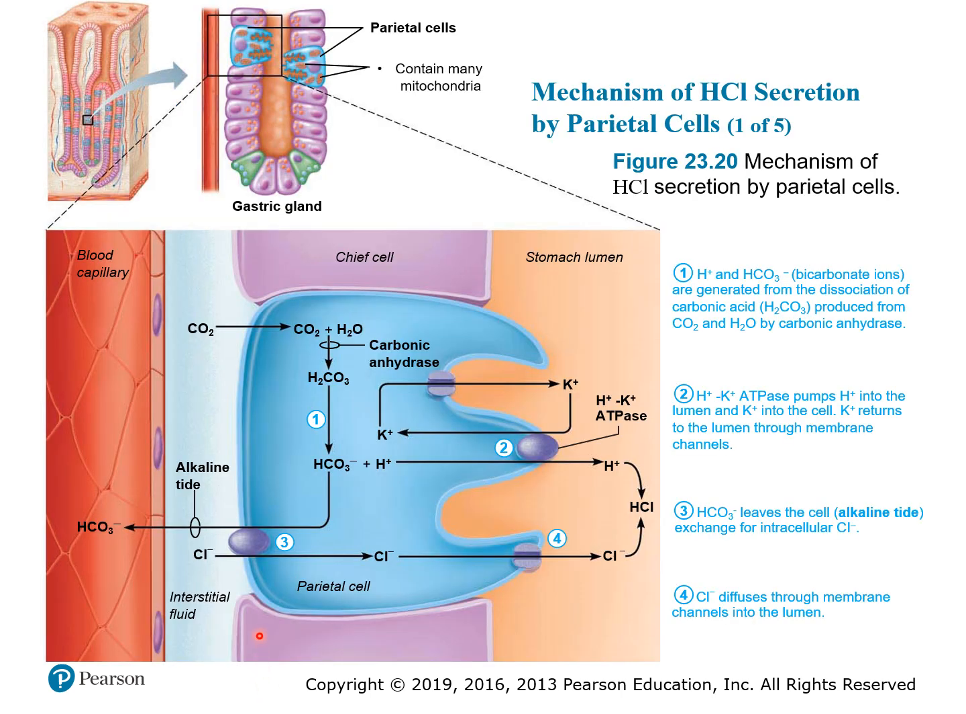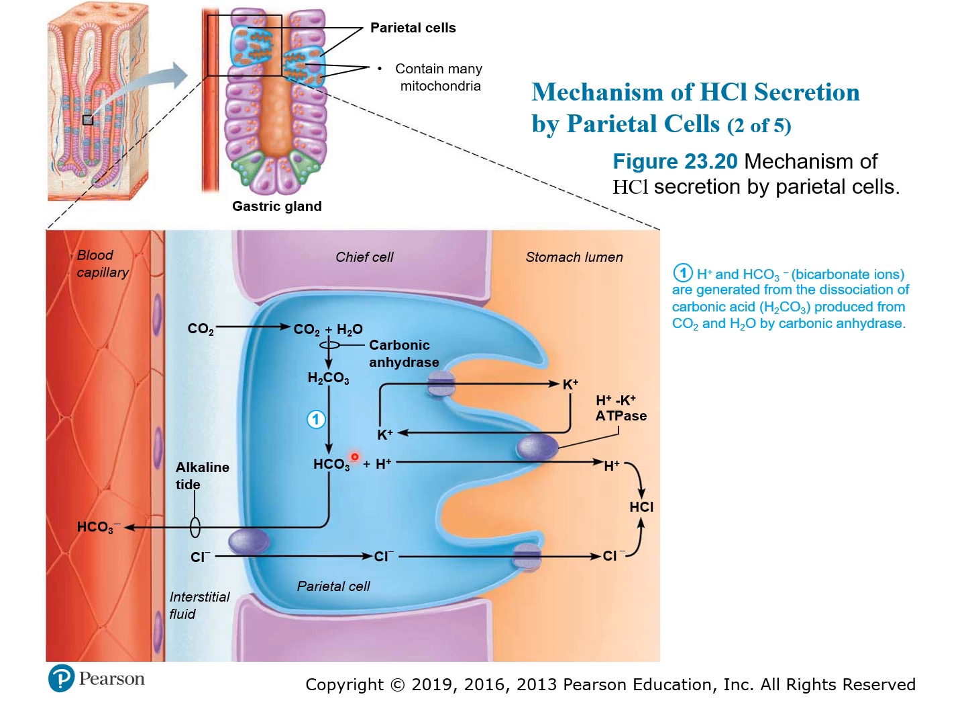All right. Let us orient ourselves to this figure. This is a parietal cell which is going to make the HCl. And this is the capillary which is passing by, and this is the lumen of the stomach. Now let's go from step 1 to step 4, how it is done. In step 1, we have bicarbonate ion and hydrogen ion. They're coming from the dissociation of the carbonic acid, which in turn is being formed by the carbon dioxide and water. So this is step 1.